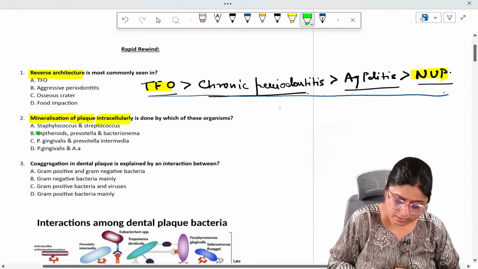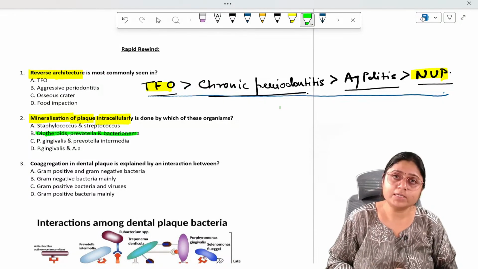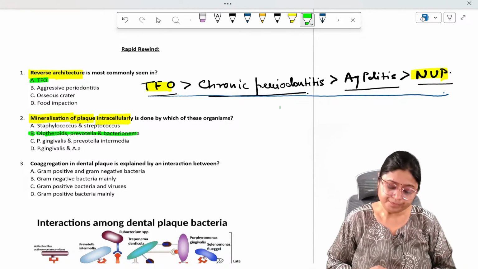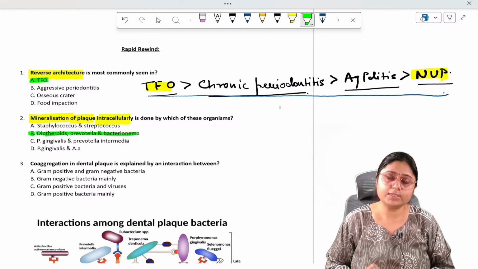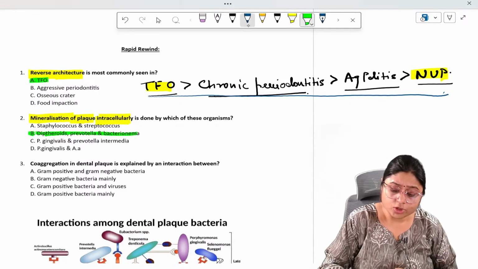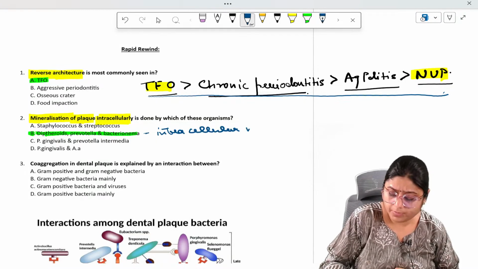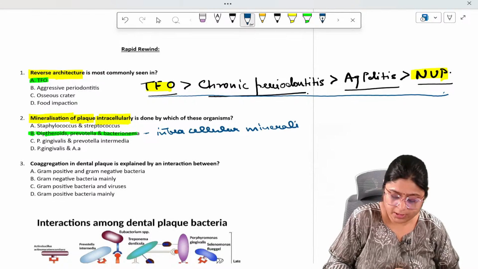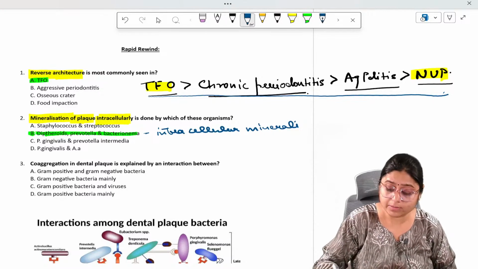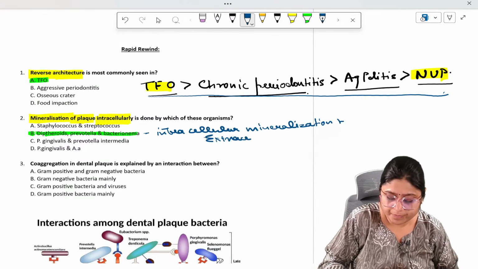The answer to this question is diphtheroids, Prevotella and Bacterionema, option B. Basically, these organisms show intracellular mineralization. All other organisms, Staphylococcus, P. gingivalis, AA, show extracellular mineralization only. These organisms show intracellular as well as extracellular mineralization.